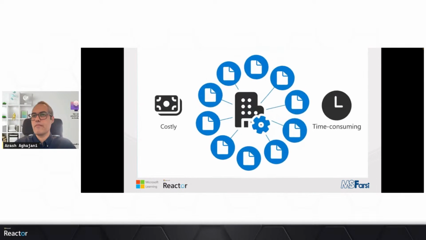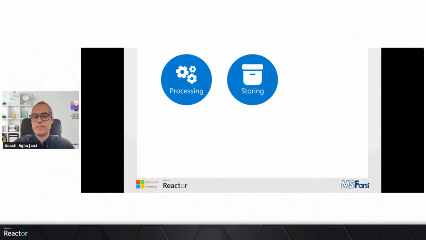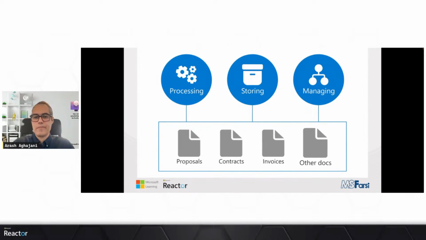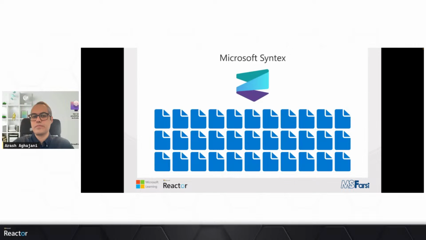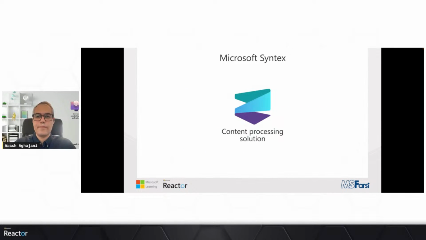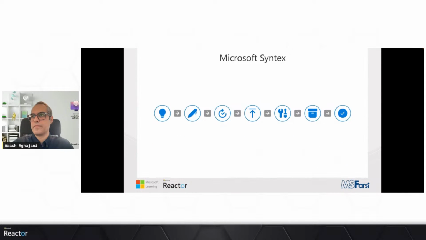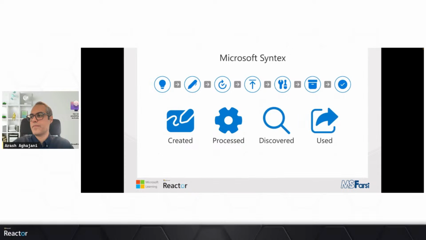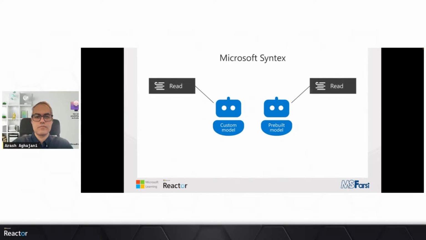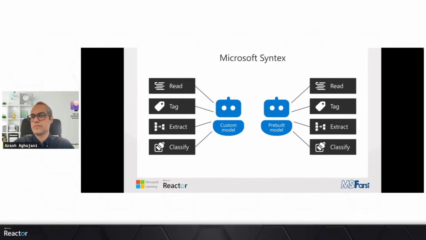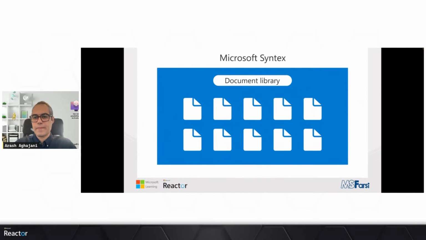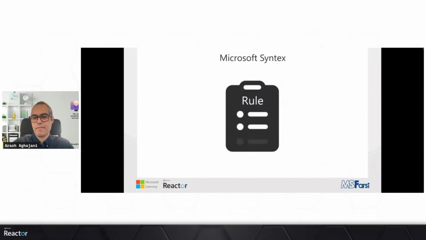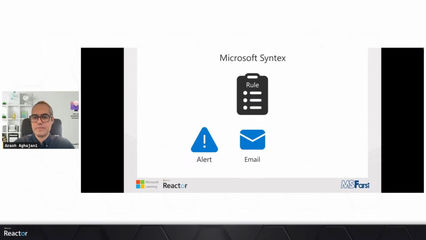Managing business content is costly and time-consuming, with billions spent each year processing, storing, and managing proposals, contracts, invoices, and other business documents. But with Microsoft Syntex, you can revolutionize the way you manage business information. Syntex is an intelligent content processing solution that integrates seamlessly into your flow of work, transforming how content is created, processed, discovered, and used. It uses custom and pre-built models to automatically read, tag, extract, and classify the information in your documents, making it easier to find through search and in other applications, and enhancing how it is displayed in your document libraries. Syntex gives you the ability to build simple rules that trigger business actions, like sending an alert, an email message, or just filing your content in the right libraries and folders.